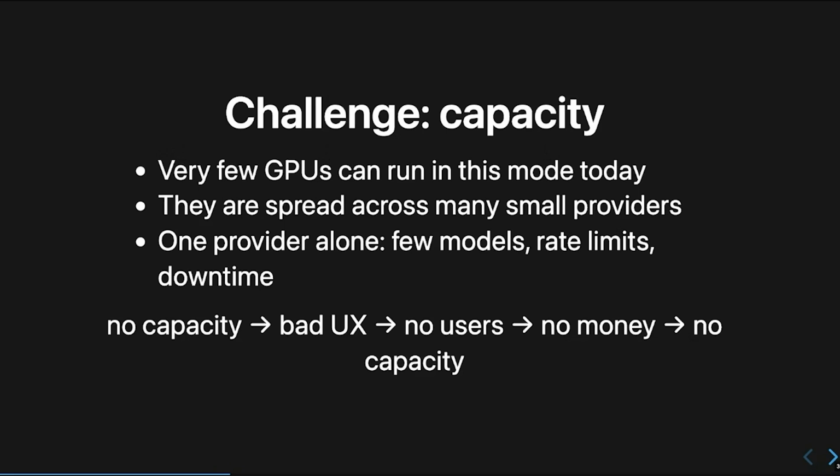So we need a flywheel to break this challenge. If we can have more capacity, then we get good user experience. We get more users, we get more revenue, and then we can invest into the GPUs. So everything can get to something that's really useful. But this is like a chicken and egg problem. How can we bootstrap such a huge capacity before we have a lot of users?